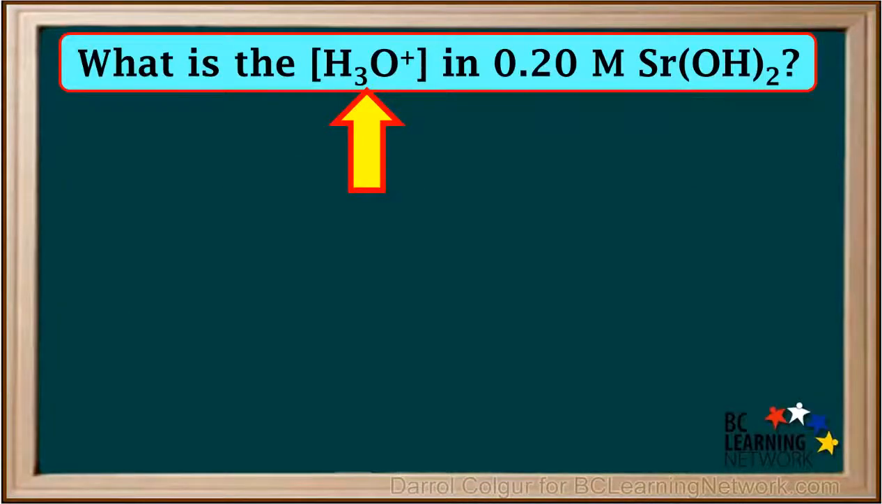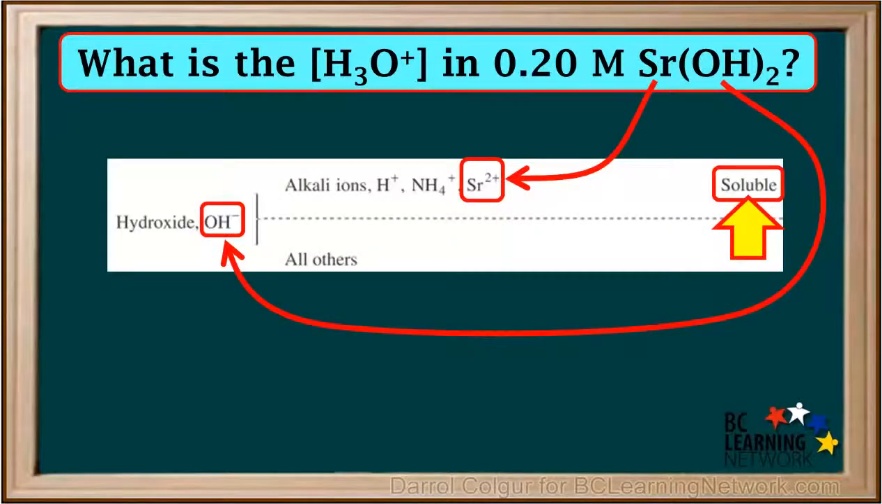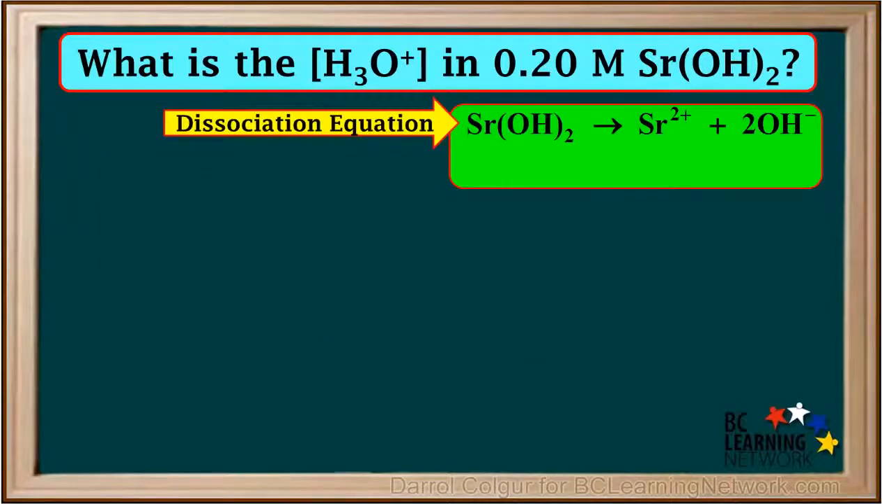We're asked to find the concentration of H3O+ in a 0.2 molar solution of the strong base Sr(OH)2. Looking at the solubility table, we see that Sr(OH)2 is soluble, and because it is a group 2 hydroxide, it's a strong base. We write the balanced dissociation equation for the base Sr(OH)2. It dissociates into 1 Sr2+ and 2 OH- ions.